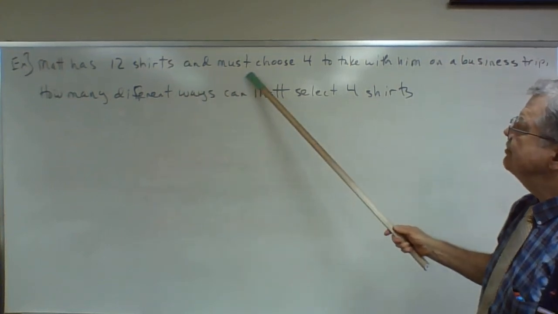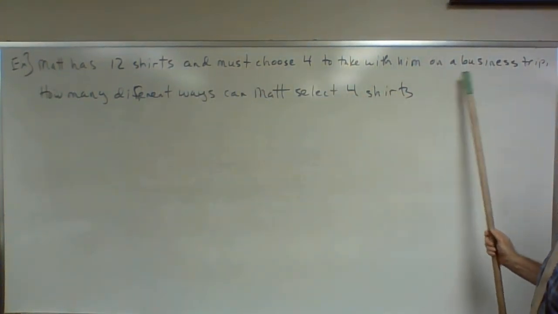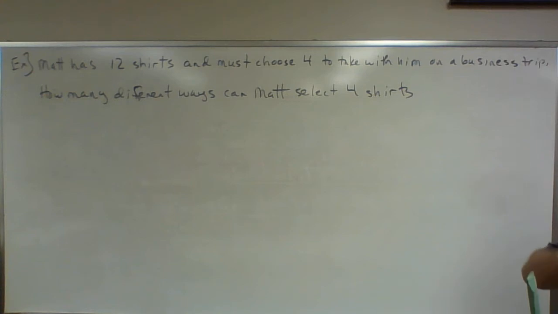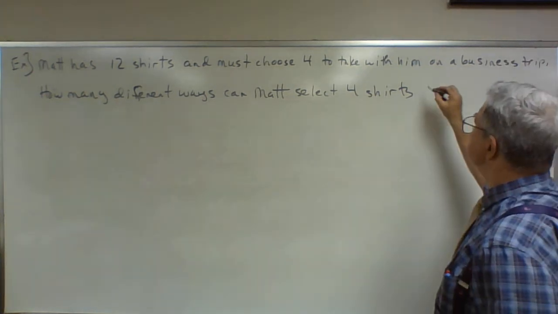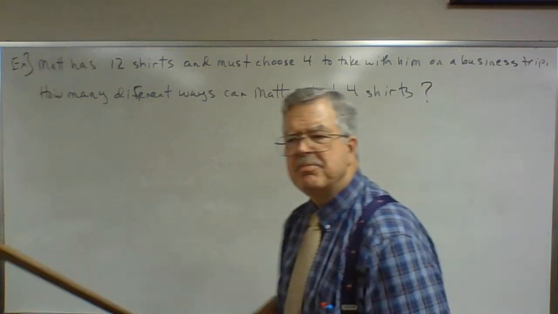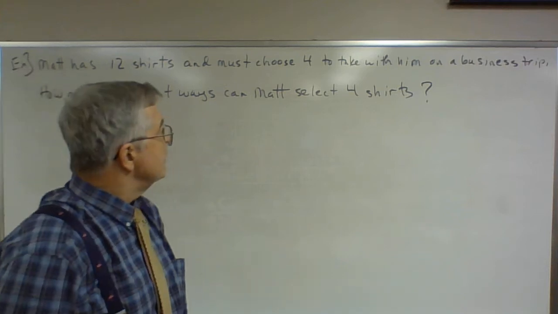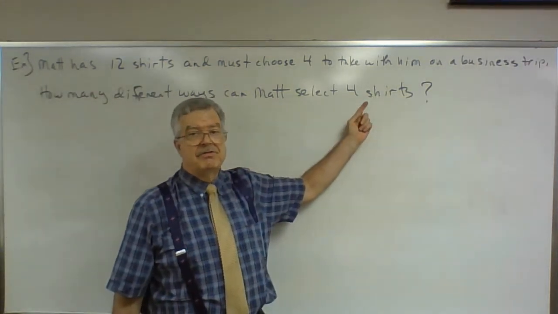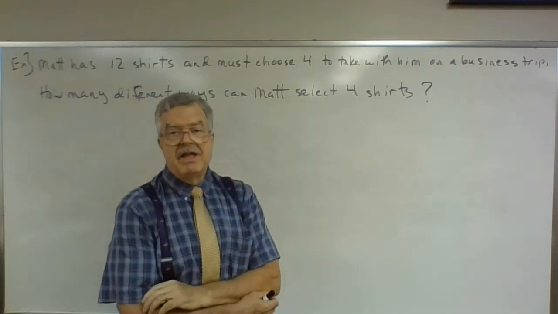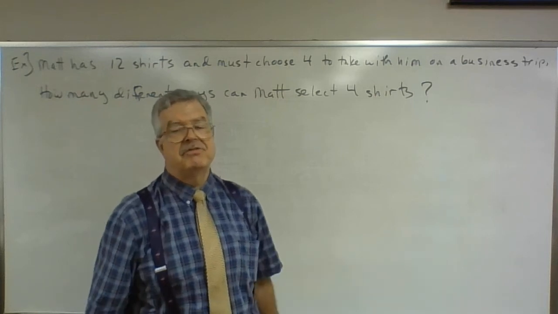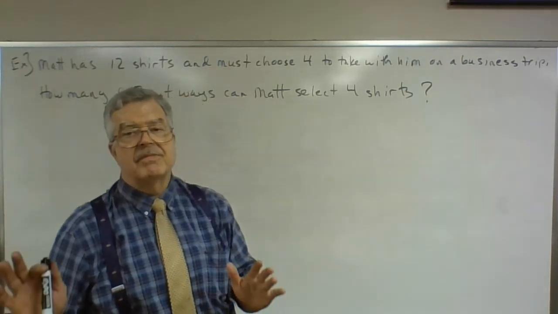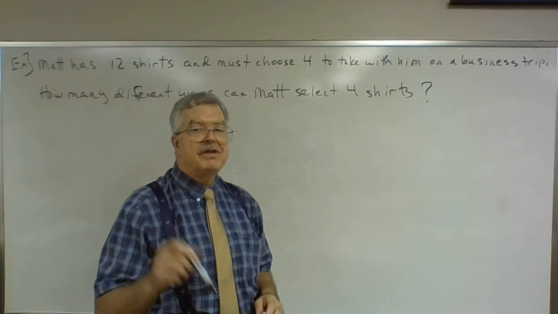Matt has 12 shirts, and he must choose 4 to take with him on a business trip. How many different ways can Matt select 4 shirts? Now, is this a combination or is it a permutation? Does the order in which the 4 shirts are selected matter? No. Either he's taking a shirt on the business trip or he's not. Either he's selected one of these shirts or he hasn't. Order is irrelevant. So this is a combination.